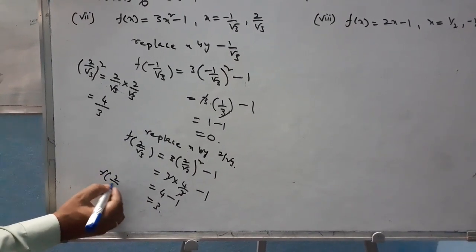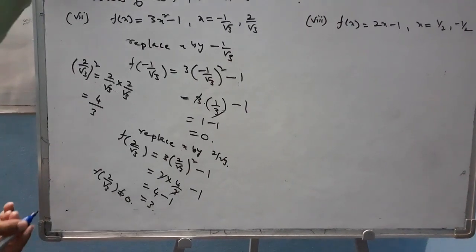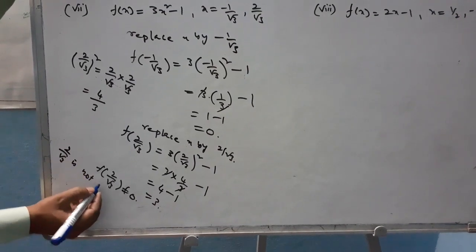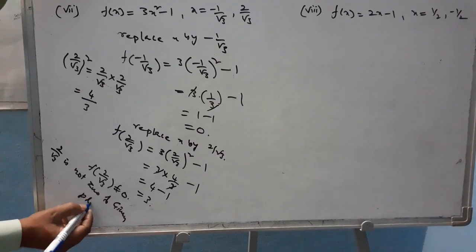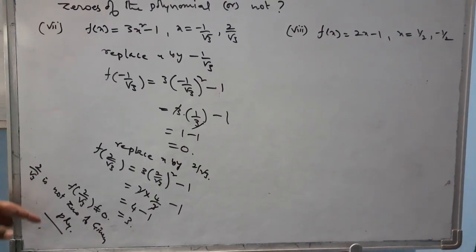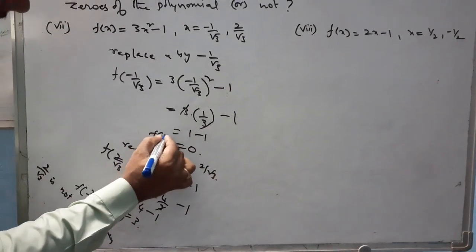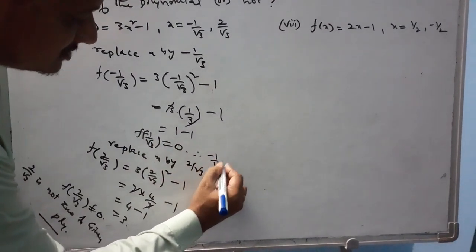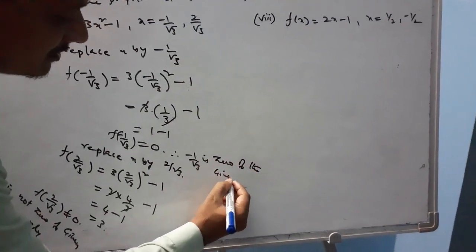So f of 2 by root 3 is not equal to 0, which means 2 by root 3 is not a 0 of the given polynomial. Next, in this problem 2 by root 3 is not a 0 of the given polynomial, and here f of minus 1 by root 3 is equal to 0. So therefore minus 1 by root 3 is a 0 of the given polynomial.